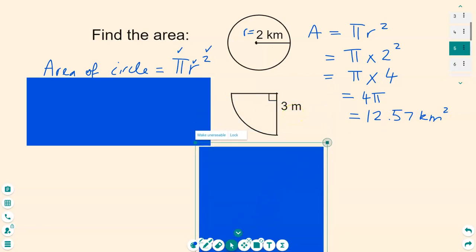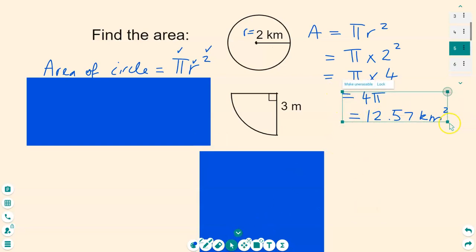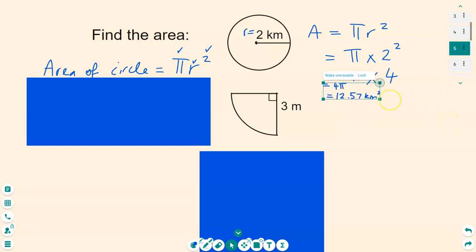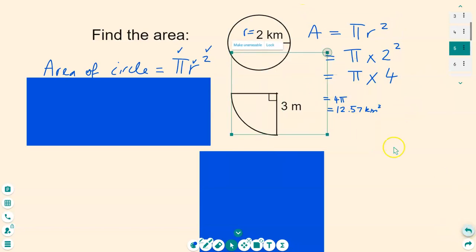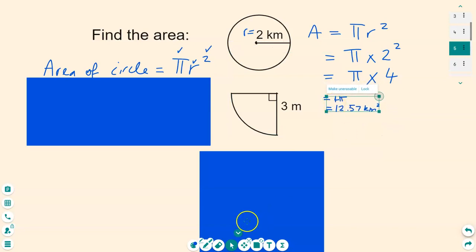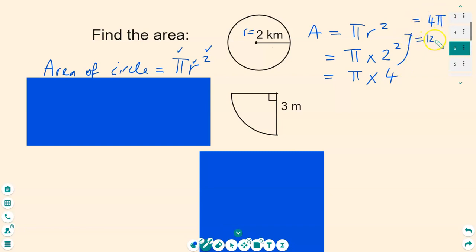Now let's check out this one. So maybe I'll move that over a little bit. Just shrink it up to there. Oh no, it's all falling apart. Okay, let's chuck it up here. 4 pi, and I think it was 12.57, to leave space for this one.